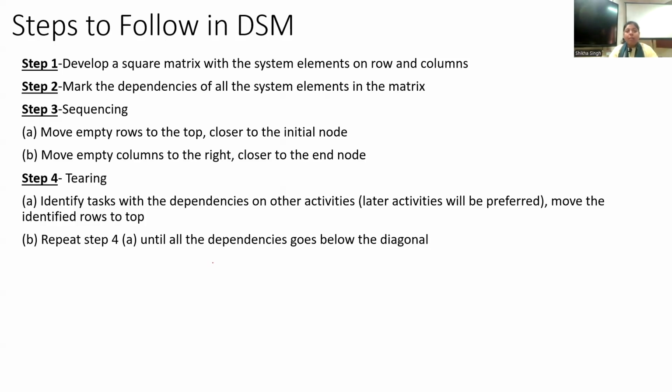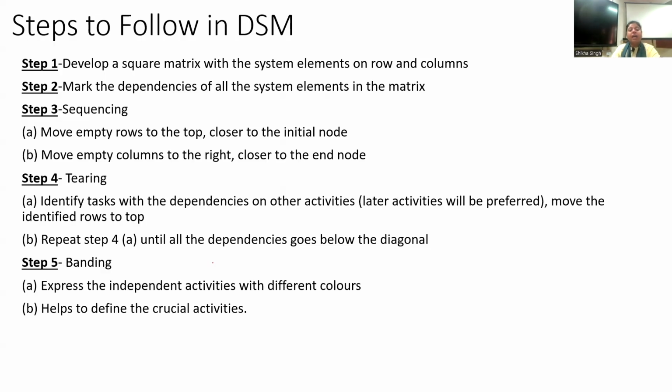right? And a point will come that most of the dependencies may come below the diagonal, or you can say very close to the diagonal, right? There could be a possibility that you cannot completely remove all the interdependencies. So in those cases, we'll just try to bring them closer to the diagonal. And then the next step will be the banding.